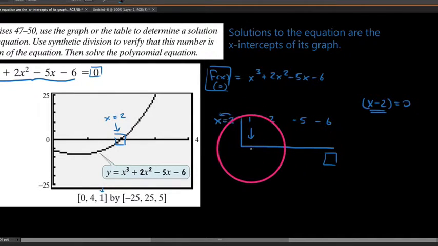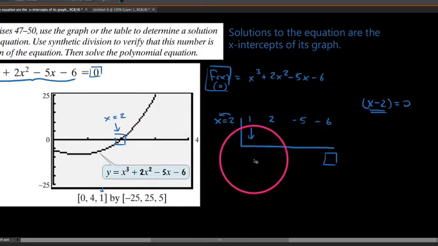And so let's take a look at what we get here. We think that 2 is a solution. Here I am saying 2. I need to write a 1.